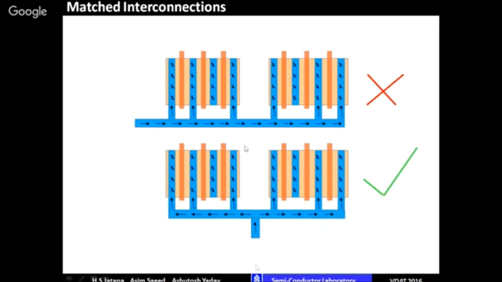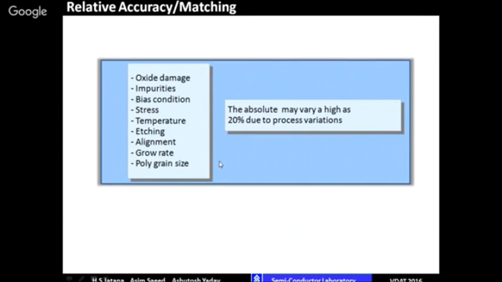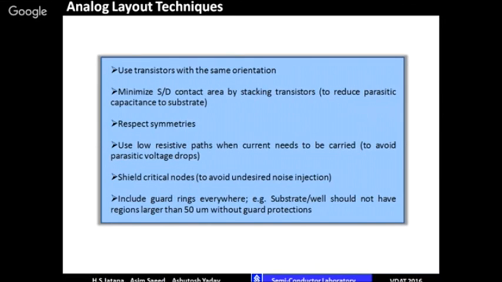This is axis of symmetry. Here there is no axis of symmetry. So axis of symmetry is very important in these. Mismatch may occur because of these: oxide damage, impurities, bias, temperature, etching. All these things can happen, and the absolute value of any component may vary. So you have to match these components to nullify the effect.